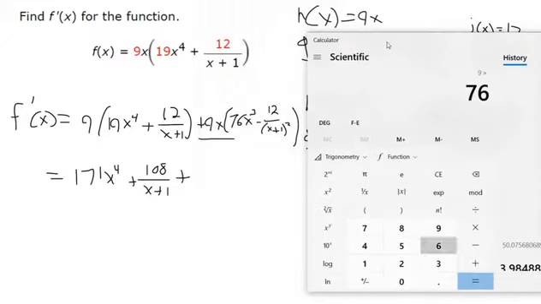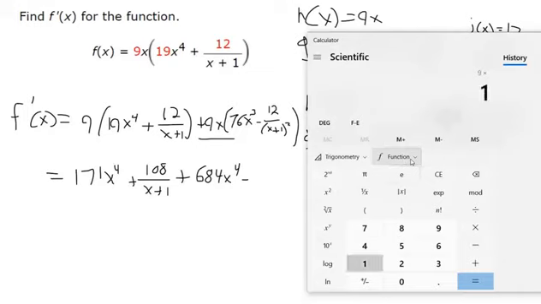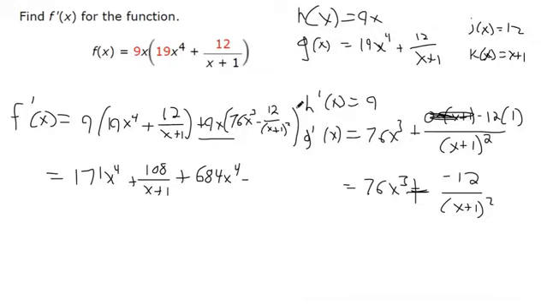So 9 times 76, that's 9x times 76x to the third. So that's 684x to the fourth. And then 9x times 12 over x plus 1 squared. So 9 times 12 makes 108. So 108x over x plus 1 squared.